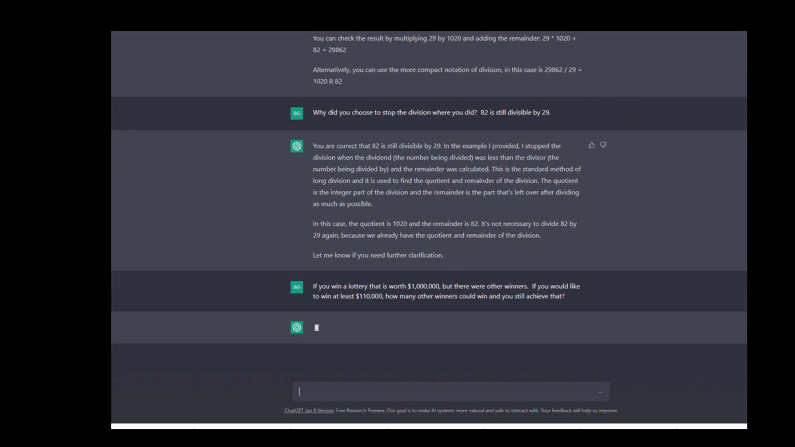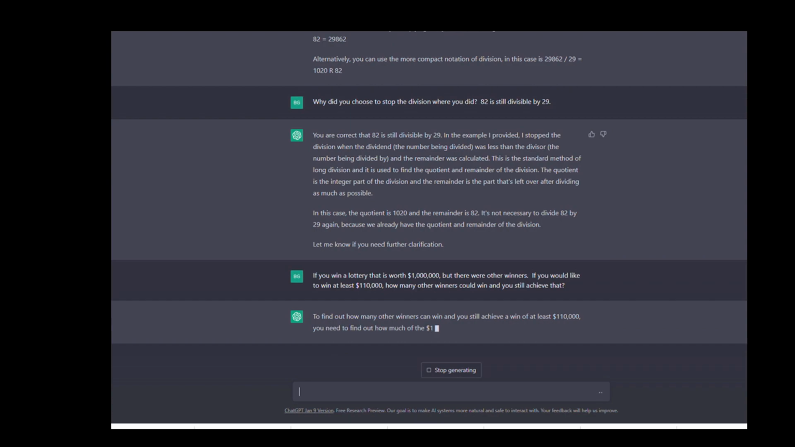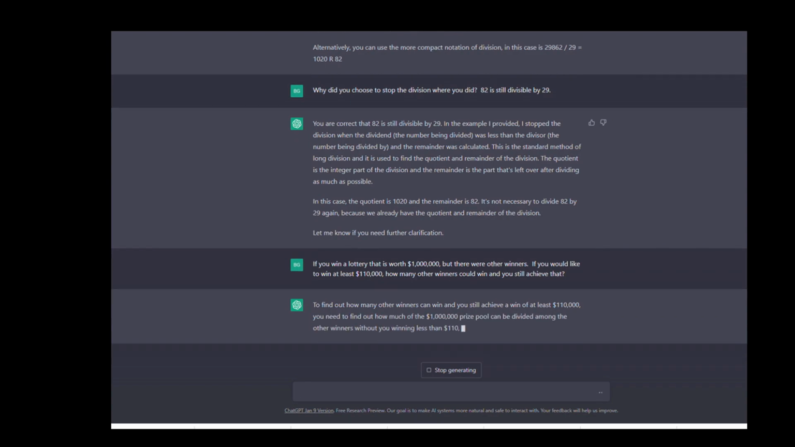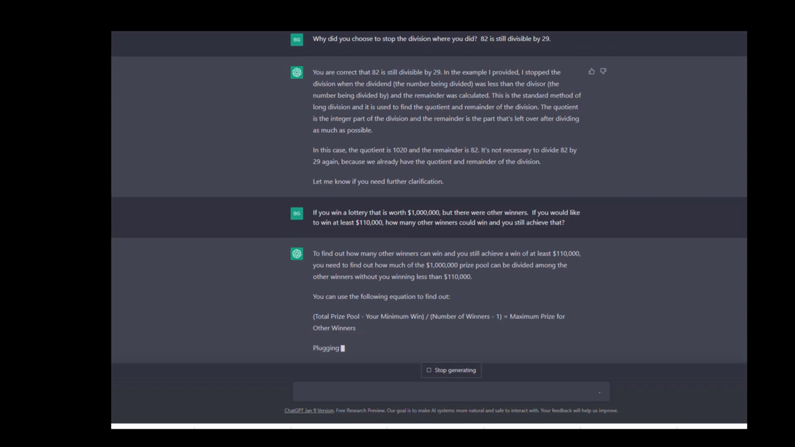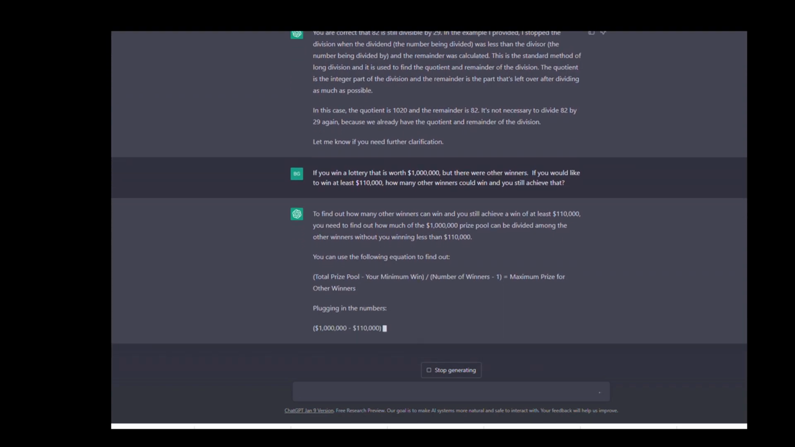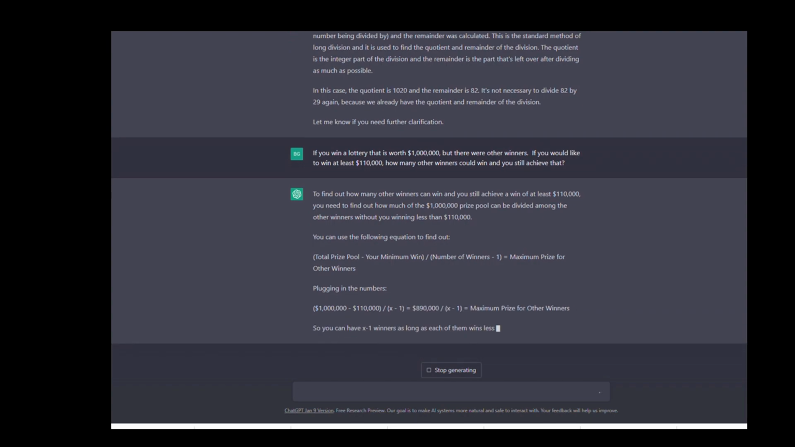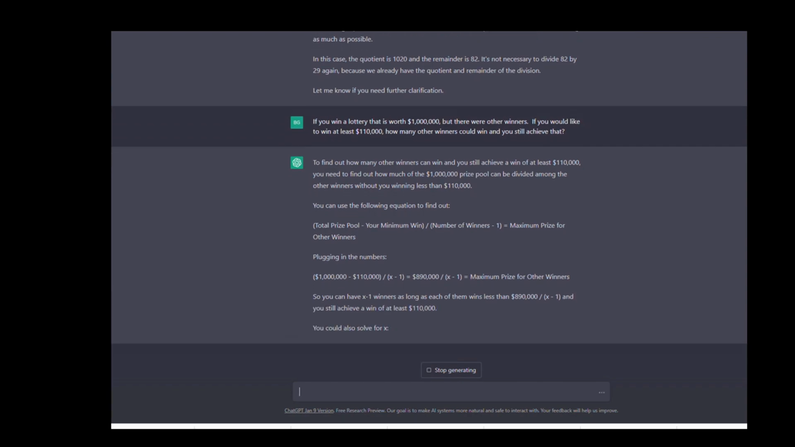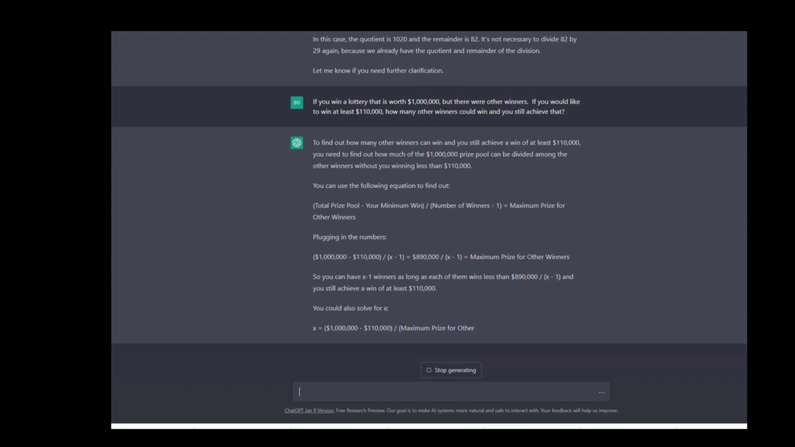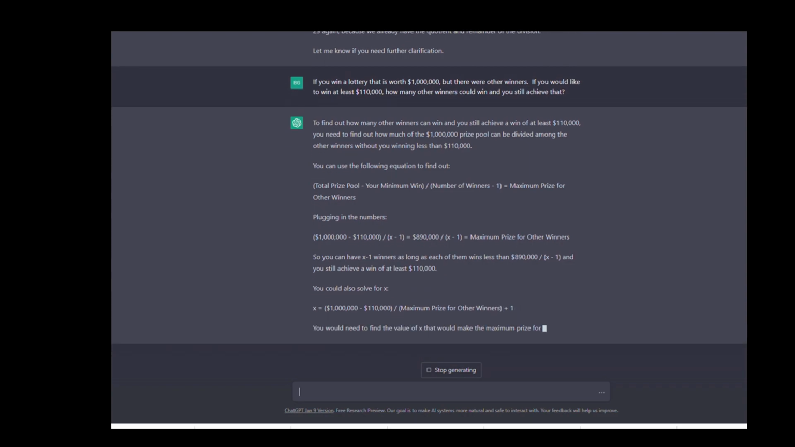If you win a lottery that is worth $1 million, but there were other winners, and you would like to win at least $110,000, how many other winners could win and you still achieve that? To find out how many other winners can win and you still achieve a win of at least $110,000, you need to find out how much of the $1 million prize pool can be divided among the other winners without you winning less than $110,000.